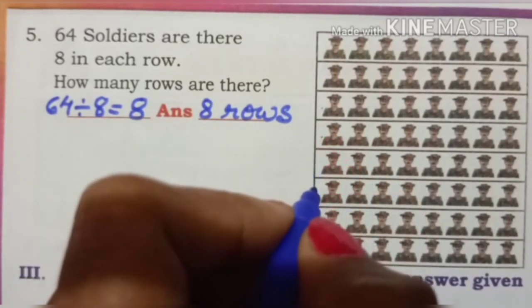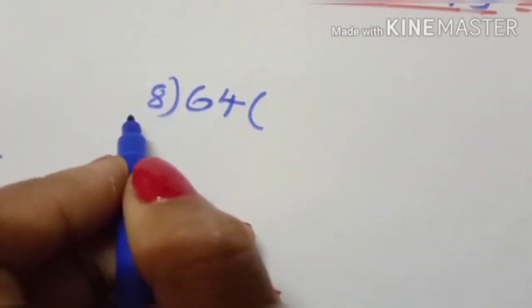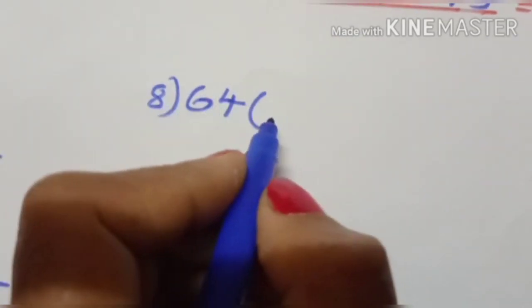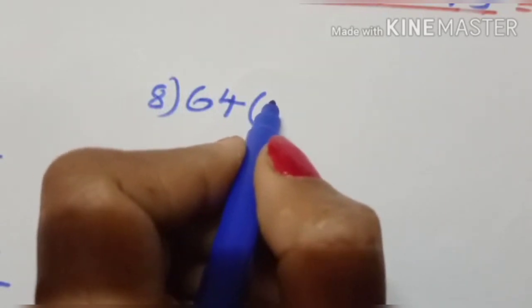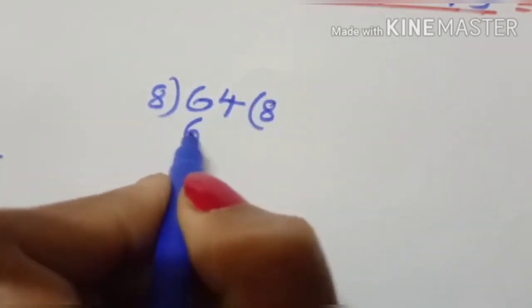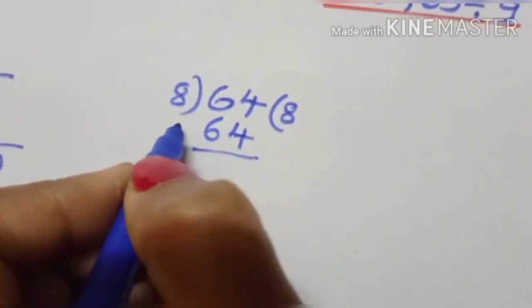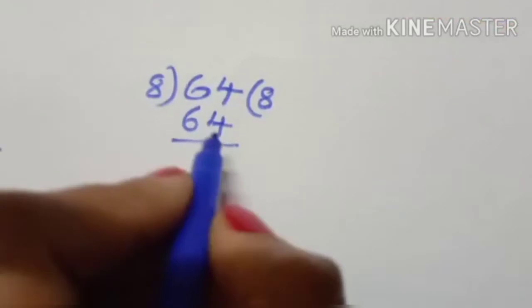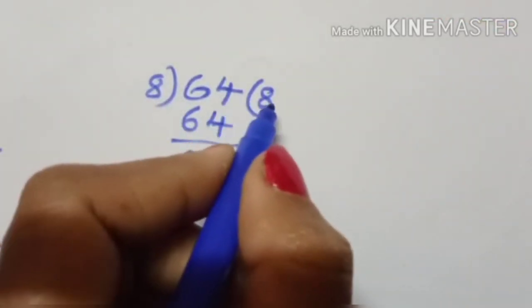Let us see the 64 divided by 8. 8 8s are 64. Now subtract it. 4 minus 4 is 0. 6 minus 6 is 0. So 8 rows are there.